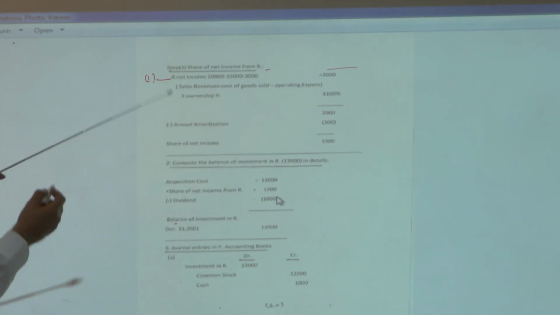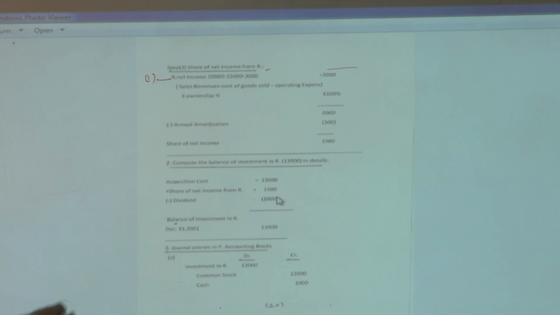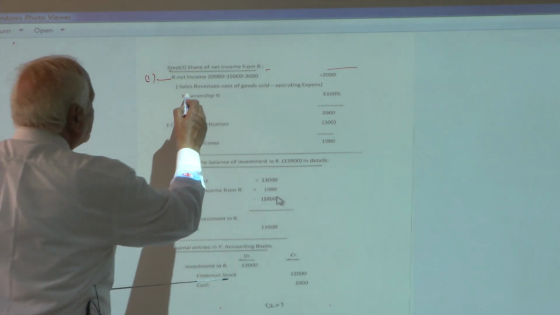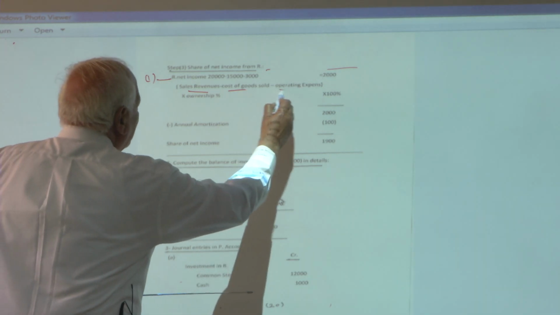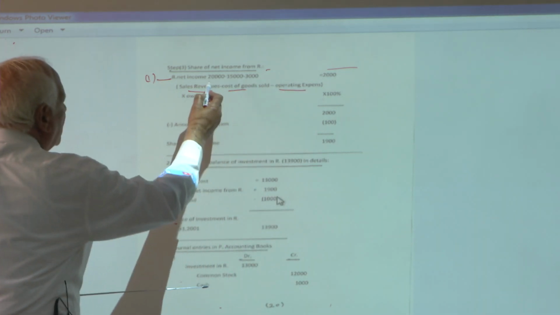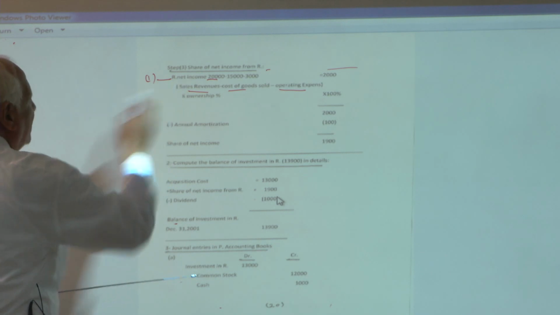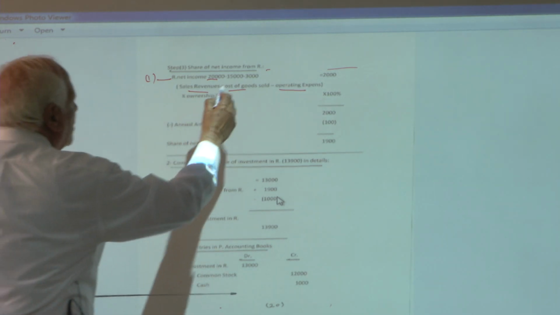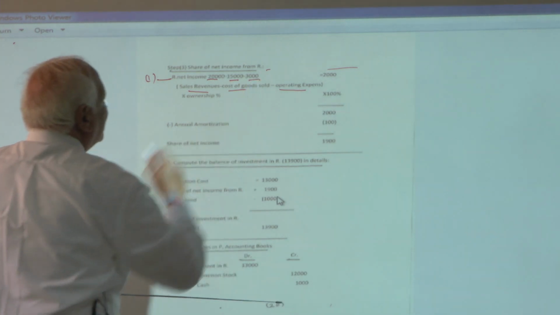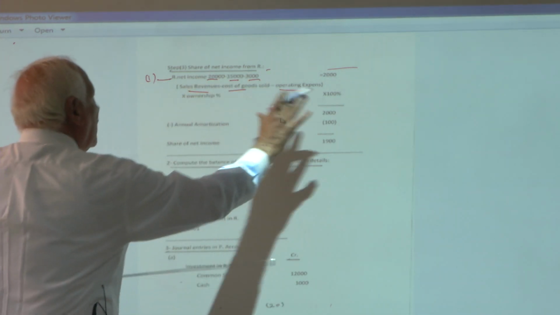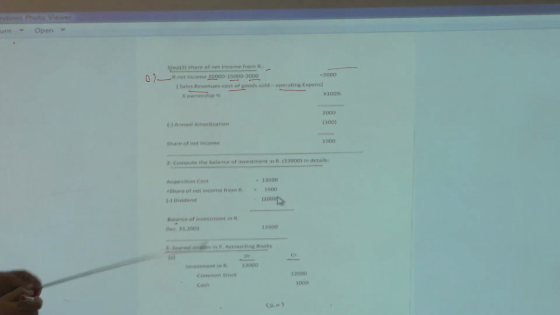You need to look at the information I gave you in the example. You have sales revenues minus cost of goods sold minus operating expenses. Sales revenues are 20,000. How much is the cost of goods sold? 15,000. How much is operating expenses? 3,000. All this together gives me the net income. You need to do this yourself, because in this example you need to know how to determine the net income of R.